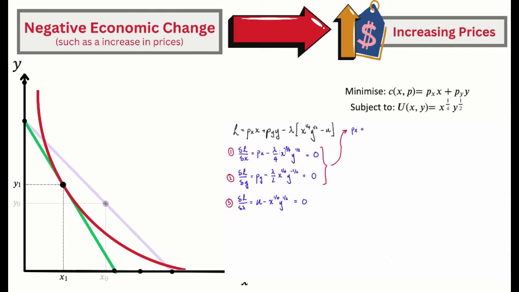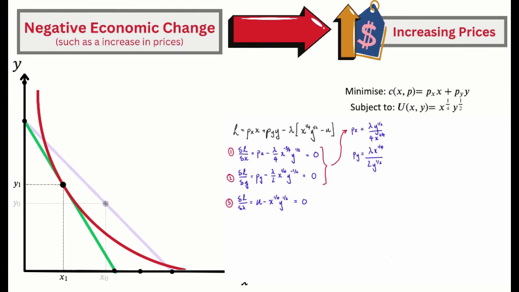Now I'm also going to take this negative power of x into the denominator. So I'm going to have lambda y to the power of a half divided by 4x to the power of 3/4. Now I'm going to do the same thing with the second condition, and I'm going to have the price of y is equal to lambda x to the power of a quarter over 2y to the power of a half.